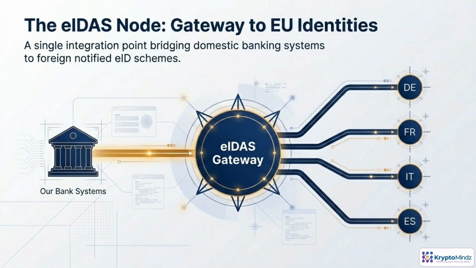You can think of the eIDAS node as a translation gateway for identities. The bank integrates once with this gateway instead of separately with every national eID scheme. When a foreign customer logs in with their national eID, their own country's system talks to the gateway. The gateway talks to the bank, and standardized identity data is delivered back. This reduces integration effort, centralizes trust management, and makes cross-border onboarding realistically scalable.